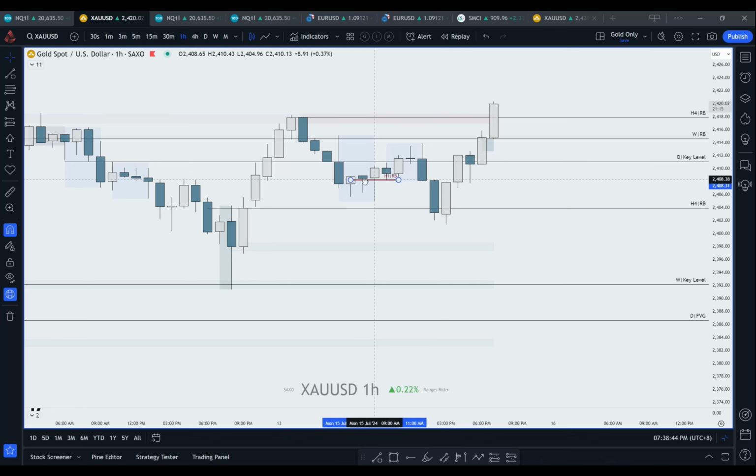So let's start from here basically. So this is the first hour. We have anything on the left? Nothing. This is the second hour. We have anything? Nothing. But the first hour and second hour created one rejection block, right? First hour and second hour created one rejection block. So this is where we are looking for long.